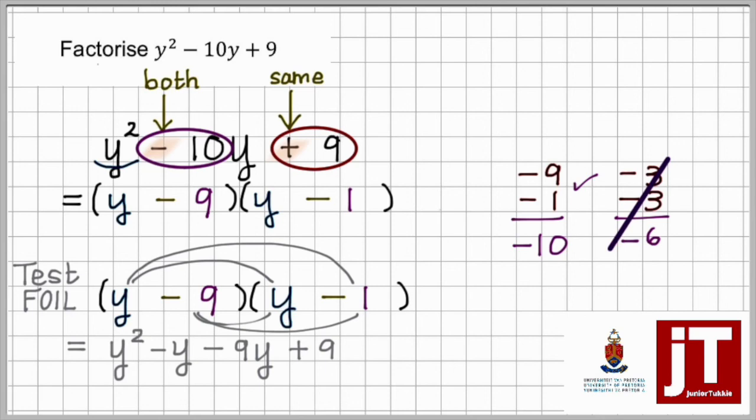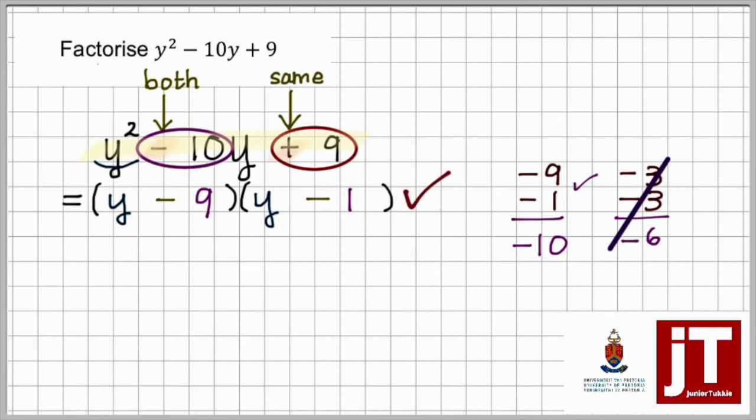Now, if you take a look at the two terms at the center, you will realize that they are like terms. So we can add like terms together, and here we end up with negative 10y. And if you look at that very carefully, you will notice that the expression we obtained when we simplified is exactly the same as the expression that we were told to factorize. And what this means is that we have factorized correctly.